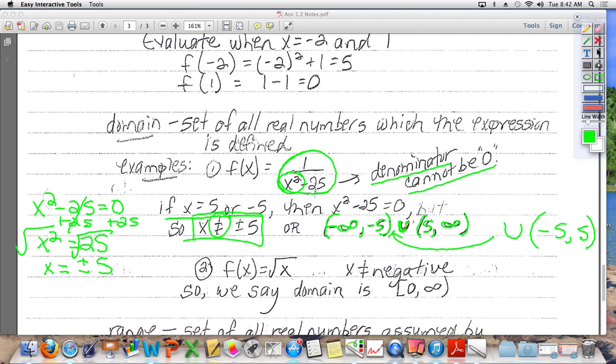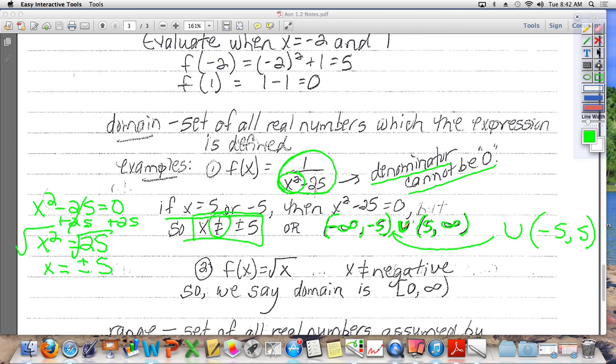Interval notation, because you might see this in your book, or when you check the back of the book, it might have it written like this. So I just want you to be comfortable with that, okay? All right, another example. F of x is equal to the square root of x.